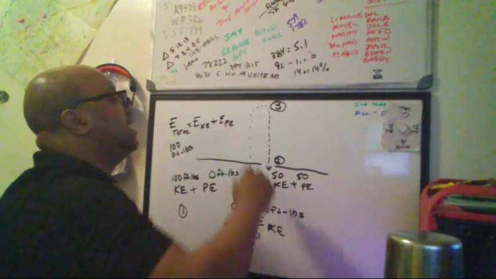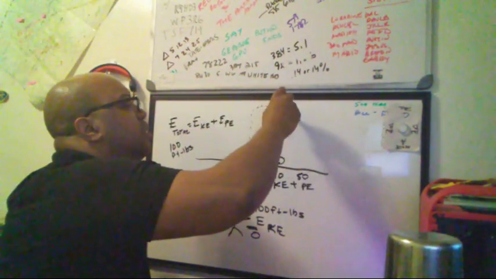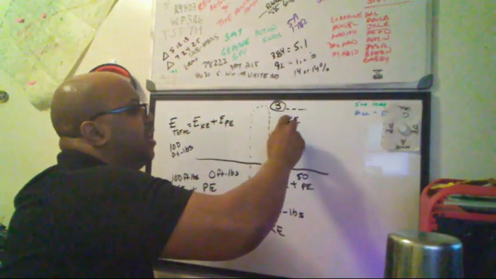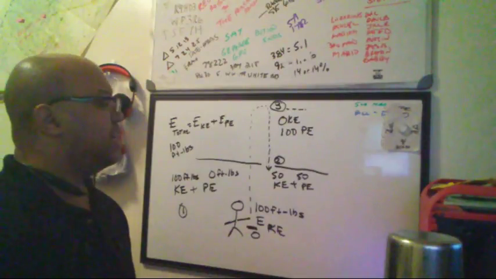When we get to the top, and it can't fight gravity anymore, we have 0 kinetic energy and 100 potential energy at that point in time.